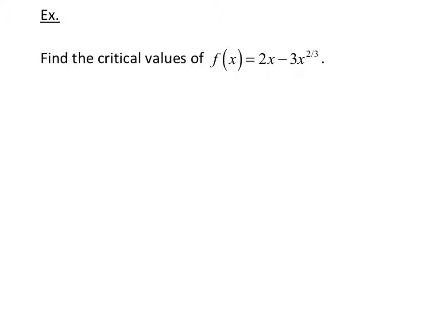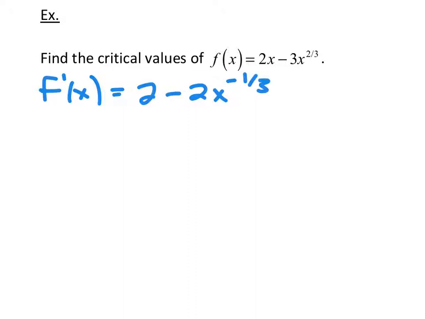Our last example is perhaps the most difficult example, and that is because we are given a rational exponent here. So again, I want to find the critical values, but this time my function is f of x is equal to 2x minus 3x to the 2/3. So again, I'm going to start by taking the derivative. So f prime of x would equal 2 minus 2x to the negative 1/3.